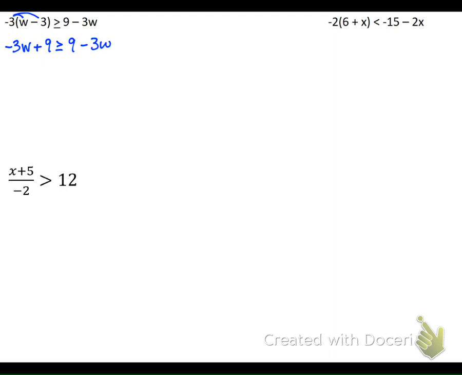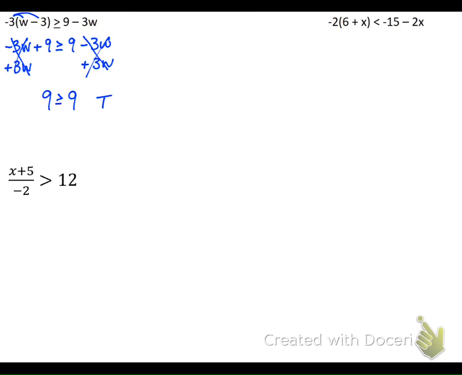Next thing I'll do is get my w's on the same side, so I'm going to add the 3w over to the other side, and when this happens, just like we've done in Chapter 2 and in Chapter 6, my variables cancel out on both sides, and all I'm left with is 9 is greater than or equal to 9. If my variables cancel out, I just want to figure out if what is left is always true or never true. So 9 is greater than or equal to 9. That is true because it's 'or equal to.'